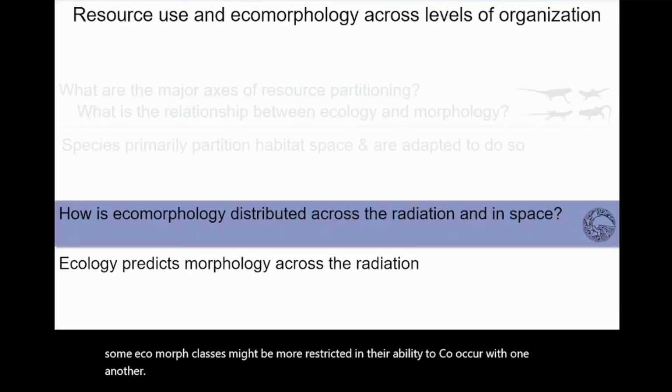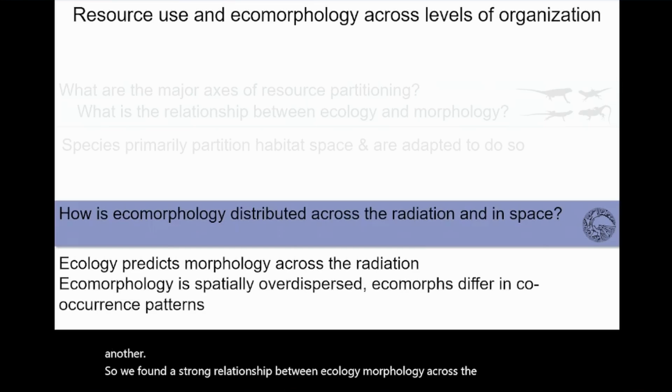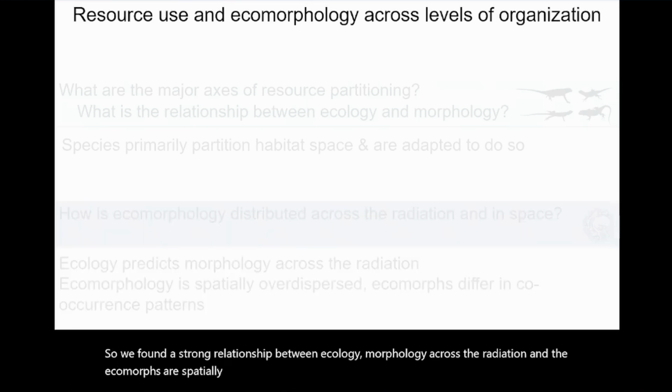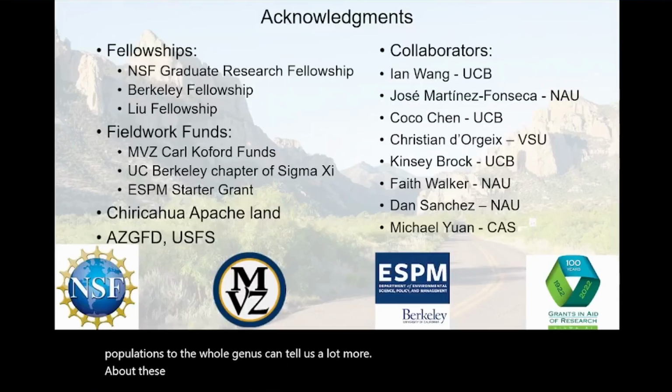So we found a strong relationship between ecology and morphology across the radiation, and that ecomorphs are spatially overdispersed. And looking at different scales from individuals to populations to the whole genus can tell us a lot more about these relationships.